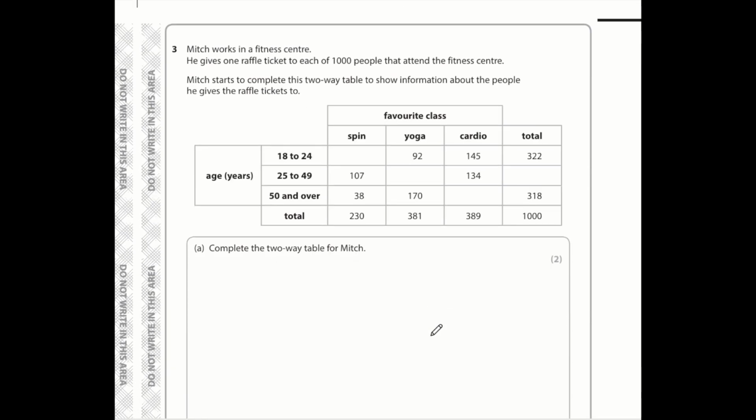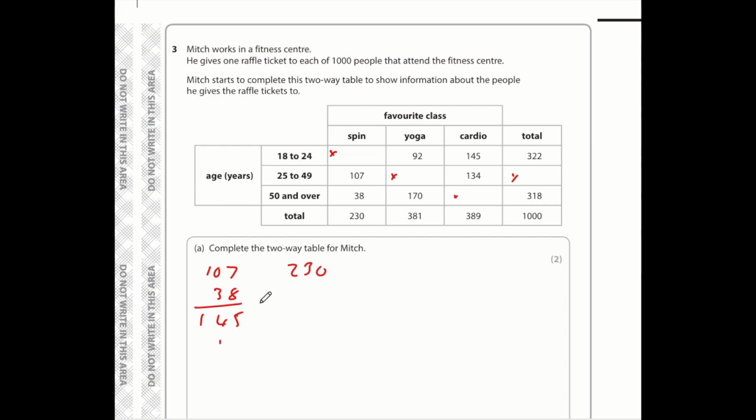Okay, question number 3 is a little bit of a pain without a calculator. What we've got in the spin column is 1 gap, and the yoga column 1 gap, cardio 1 gap, and the total column 1 gap. So we can easily work out these missing values. 230 people in total did spinning. Now we know that 107 are in this category and 38 are in that category. So how many of the 230 have we got? 107 plus 38: 7 plus 8 is 15, carry 1, plus 3 is 4, 145.